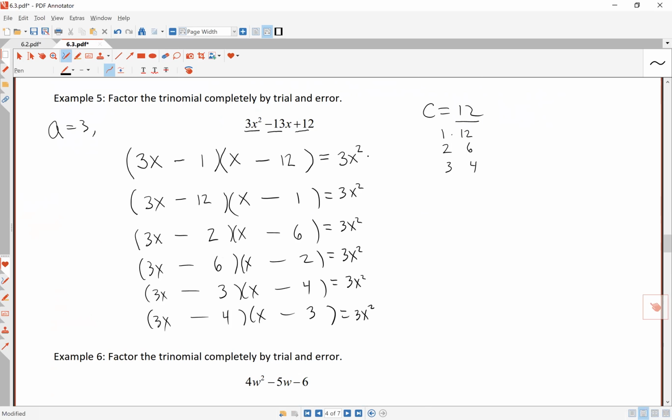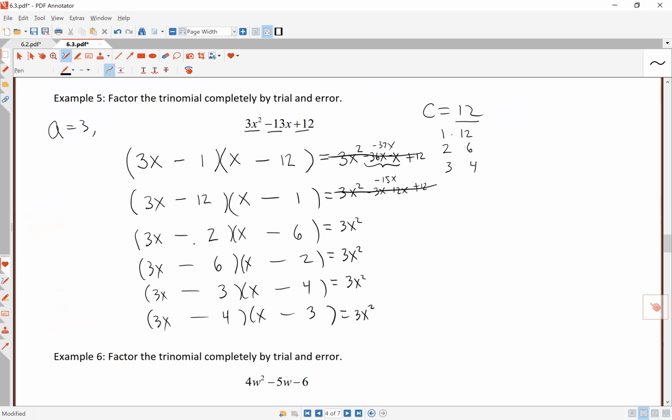And then this one is going to give us negative 36x minus x plus 12. Well, that's definitely out of the question because that's negative 37x. The next one is going to be negative 3x minus 12x, and that's negative 15x. So that one's out of the question.